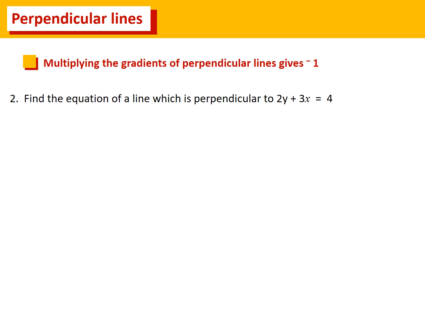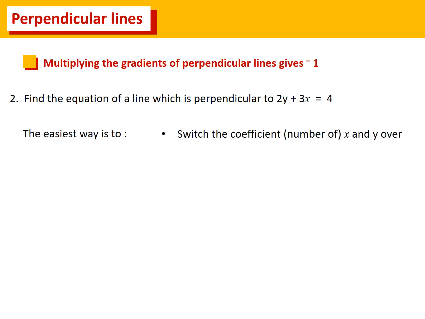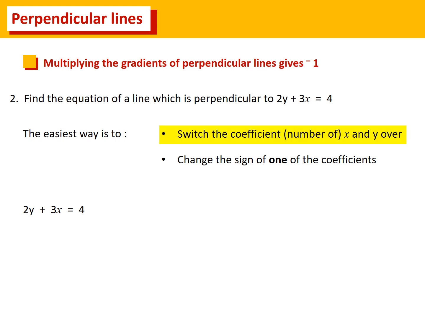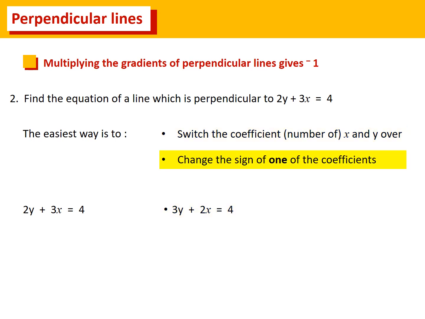Here's a second example. Remember, switch the coefficients of x and y over, and then change the sign of one of them. So 2y plus 3x, swap the number of x and y over, and that becomes 3y plus 2x. And now make one of them negative. So I'm going to make the 3y minus 3y. I could have made the plus 2x minus 2x. What I don't want to do is change both of them. I only need to change the sign of one of them. And now we have a perpendicular line.